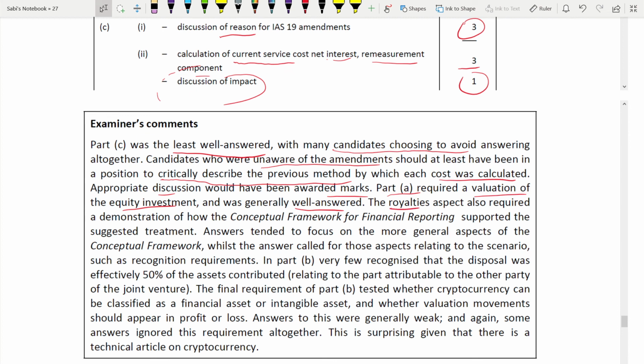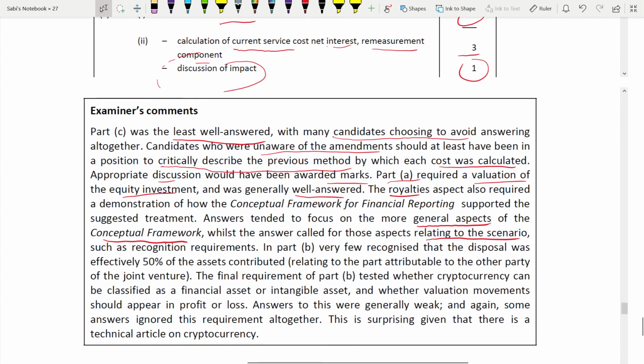Regarding the royalties, okay, you had to link the conceptual framework to support your answer, to support your treatments that you have used for the revenue. Here, what the students did was they focused on the general aspect of the conceptual framework rather than linking this to the royalties. Okay. But here the answer, you have to relate it to the scenario. That's what the question was asking you, not general aspect of conceptual framework, such as the recognition requirement.